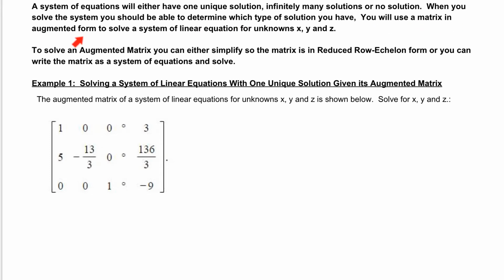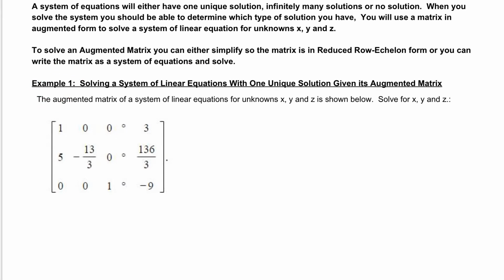You will use a matrix in augmented form to solve a system of linear equations for unknowns x, y, and z. To solve an augmented matrix, you can either simplify so the matrix is in reduced row echelon form, or you can write the matrix as a system of equations and solve.